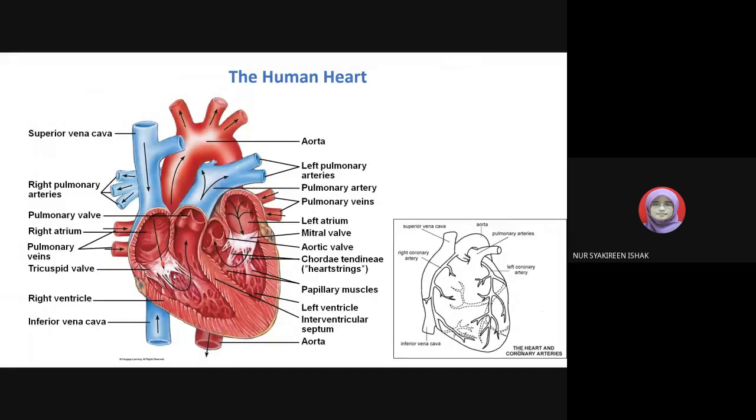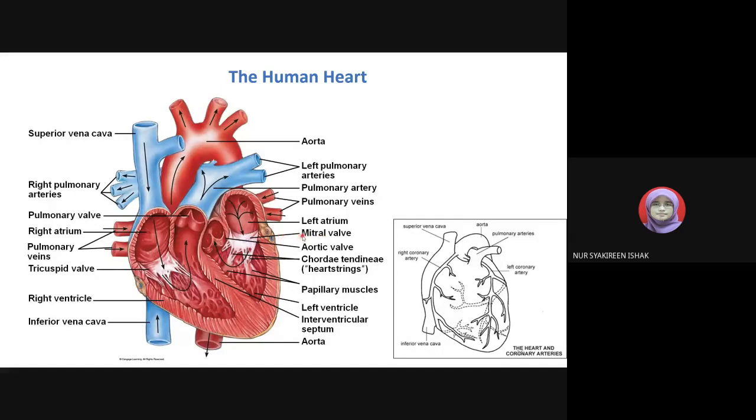Between the right atrium and the right ventricle, you have a valve. We call it the tricuspid valve. Okay, tricuspid valve. And then on this side here, you have the left side of the heart. So the left side of the heart, you have the left atrium, you have the left ventricle. So between the left atrium and left ventricle, you have the mitral valve or bicuspid valve. Okay, mitral valve or bicuspid valve.